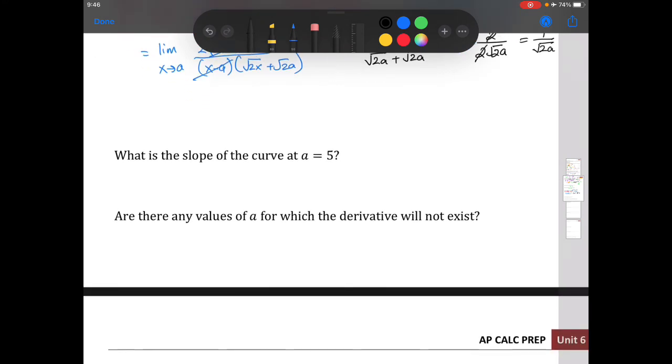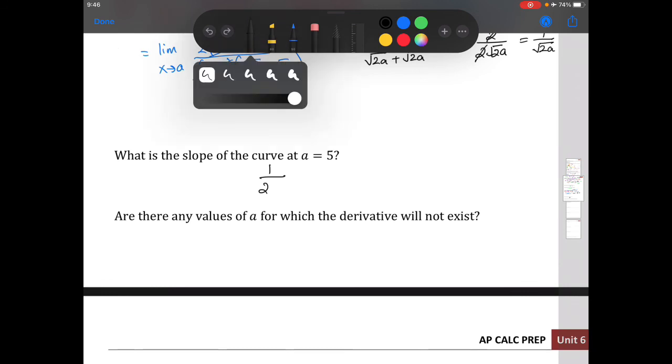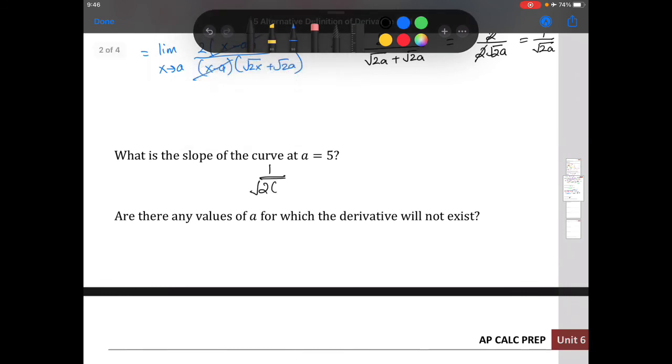So what is the slope of the curve at x equals 5? So if I substitute in 5 for a, oh, I went backwards. The 2 is under the radical. So this would be what? 1 over root 10. Are there any values for a for which the derivative will not exist?